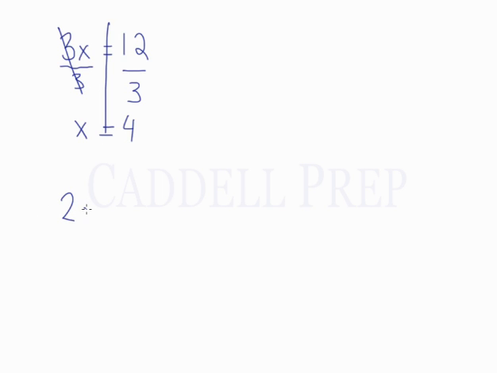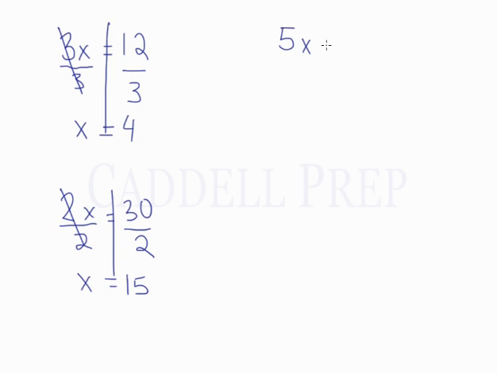Some more examples. 2x = 30. Alright, to get x by itself, we have to do the inverse of multiplication, which is division, on both sides. And we get that x equals 15. Let's have 5x = 25. Let's take a look at this one. Draw our line. We'll just divide by 5 over here because, of course, our goal is to get x by itself. And divide by 5 on the right. And we have that x equals 5.